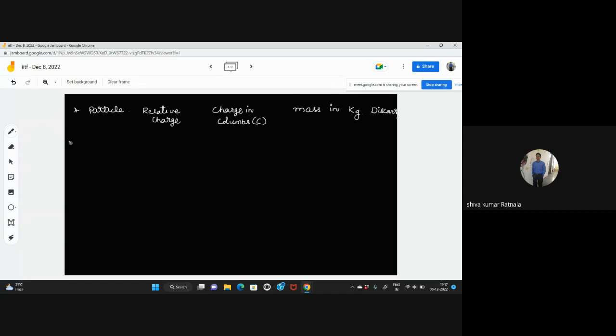Okay. First particle is what? Electron. Electron relative charge is -1, and actual charge in coulombs is -1.6 into 10 to the power of -19 coulombs, and mass will be 9.11 into 10 to the power of -31 kg. And the electron was discovered by J.J. Thomson.